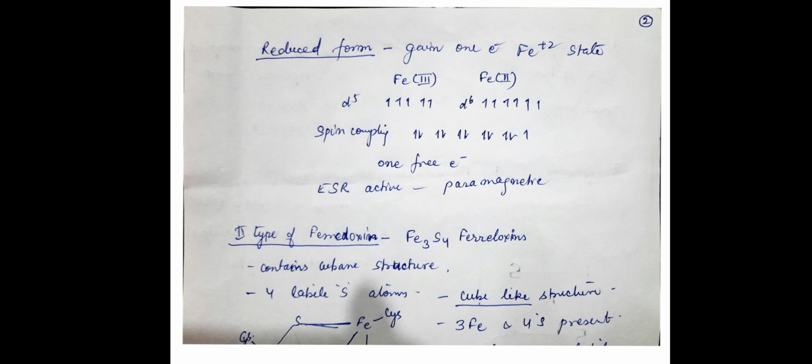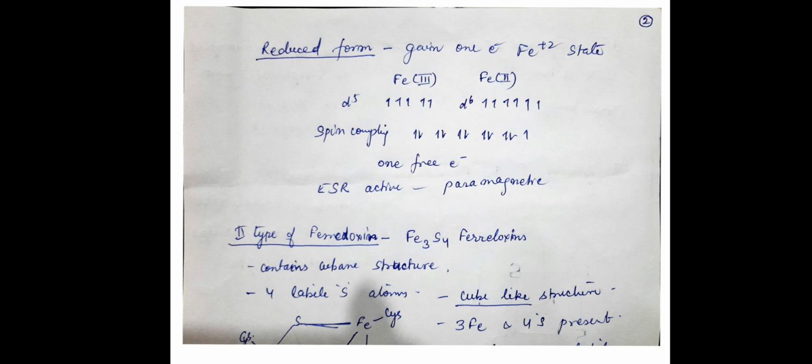Now look at the structure. There is a cube, with one upper square and one lower square. The upper square has 2 iron atoms which are alternate to each other, and 2 sulfur atoms which also alternate to each other. And 1 iron atom is at the lower square, with 2 sulfur atoms at alternate corners of the lower square of the cube. Now 3 iron and 4 sulfur are present. The 4 sulfurs are labile. Fe and S occupy alternate positions of the cube.